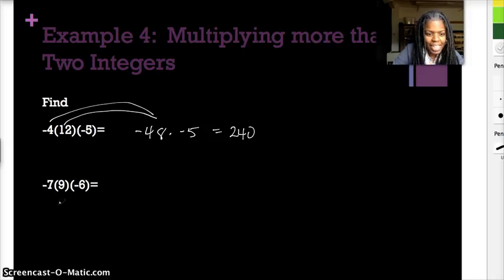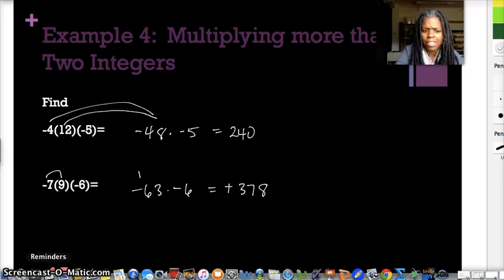All right? Here I can also do the same thing. These guys multiplied together gives me a -63. Now I'm multiplying -63 times 6. My answer is going to be positive. 6 times 3 is 18. 8 down there, carry a 1. 6 times 6 is 36, 37. So it's going to be a positive 378.